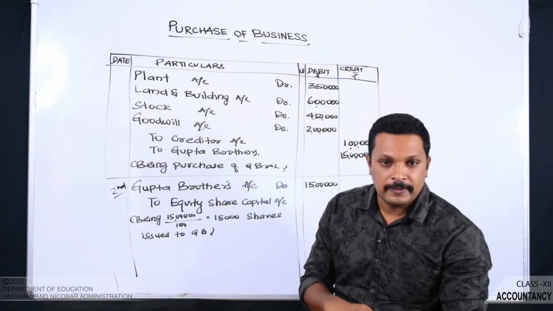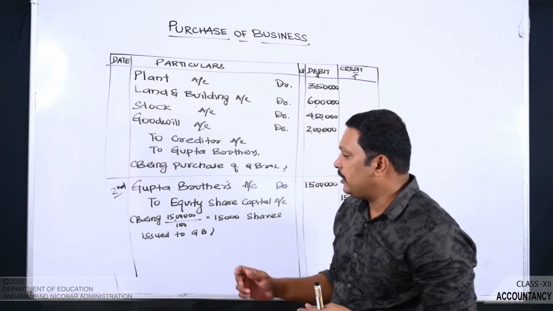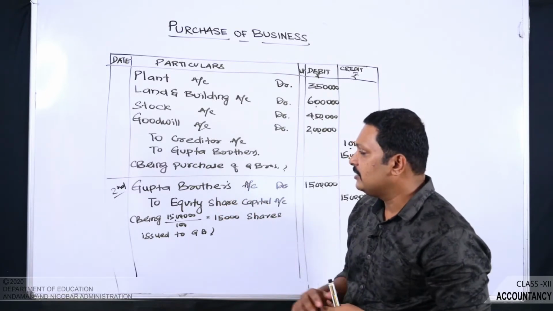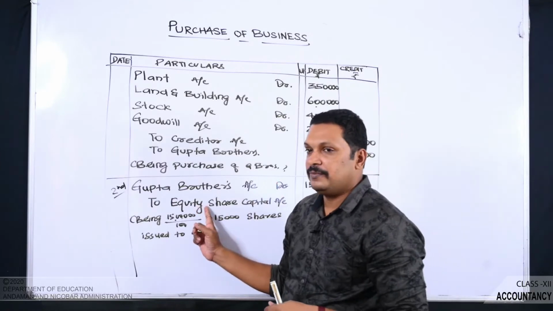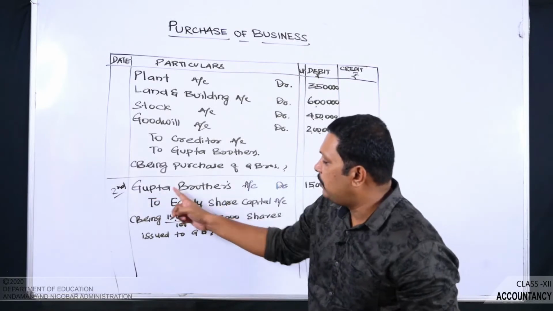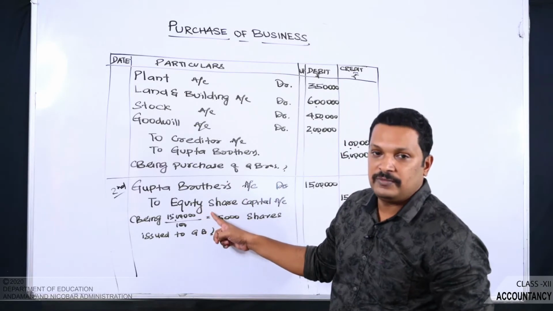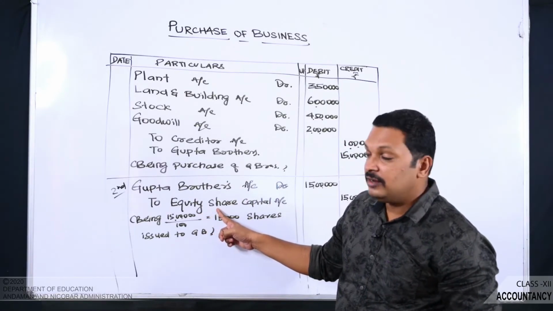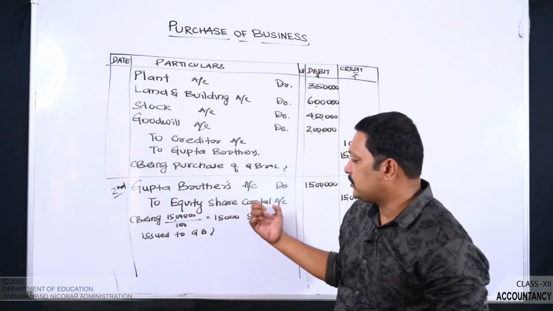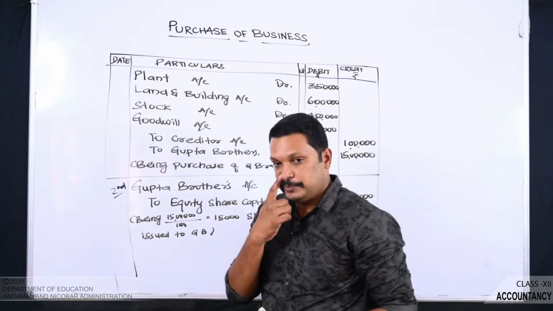For the second entry, we have to pay some consideration, no? So what are we paying? We are not paying any cash. We are paying with share capital. We are issuing share capital. So the entry is Gupta brothers account debit to share capital. If the shares are issued at discount, then the entry will be Gupta brothers account debit, discount on issue of shares account debit, to equity share capital. Suppose it is issued at premium, then the entry will change: Gupta brothers account debit to equity share capital, to securities premium reserve. So this is the important one, just keep it in mind.